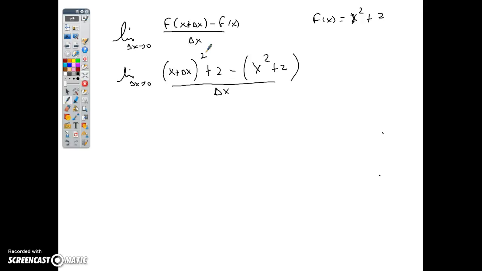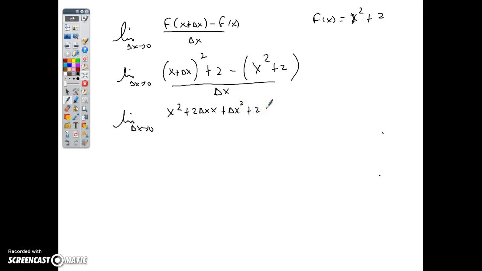I simplify first, right? So let's simplify this thing. How do I simplify something in parentheses with a square on the outside? I FOIL it. So I get x squared plus 2 x delta x plus delta x squared plus 2.